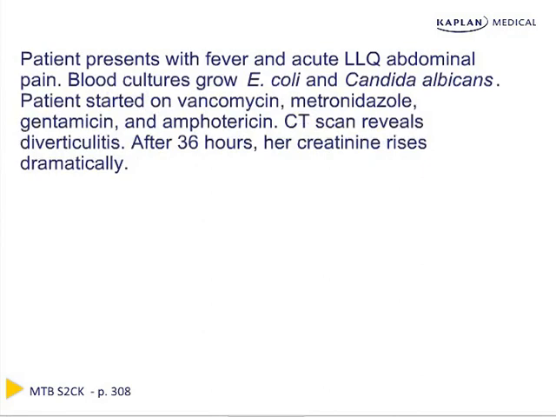So let's apply what we've just discussed about ATN to a clinical vignette. Here we have a patient who presents with fever and acute left lower quadrant abdominal pain. The blood cultures grow E. coli and Candida albicans, so the patient is started on vancomycin, metronidazole, gentamicin, and amphotericin. A CT scan reveals diverticulitis, and after 36 hours, her creatinine rises dramatically.